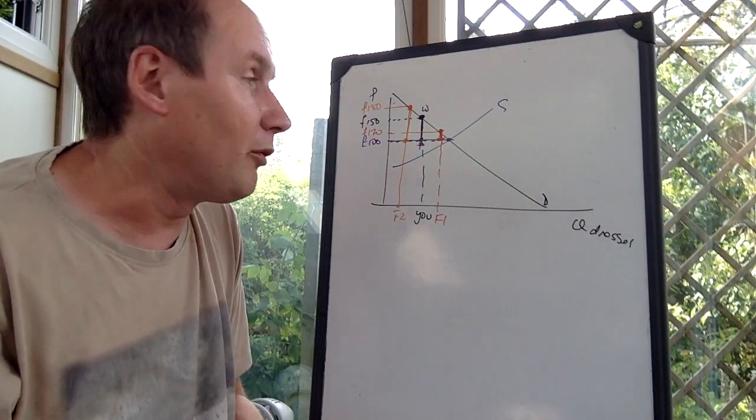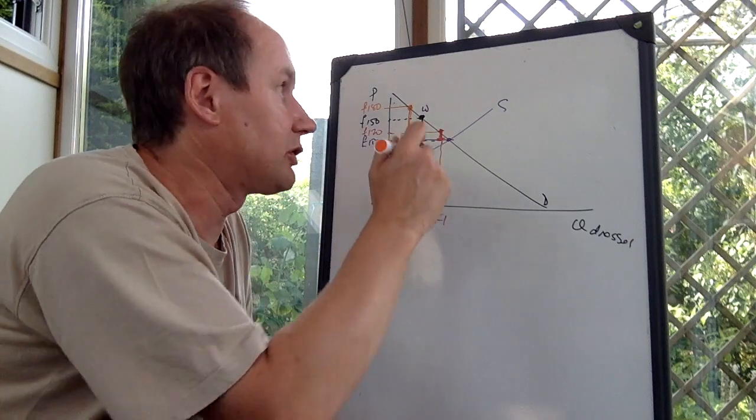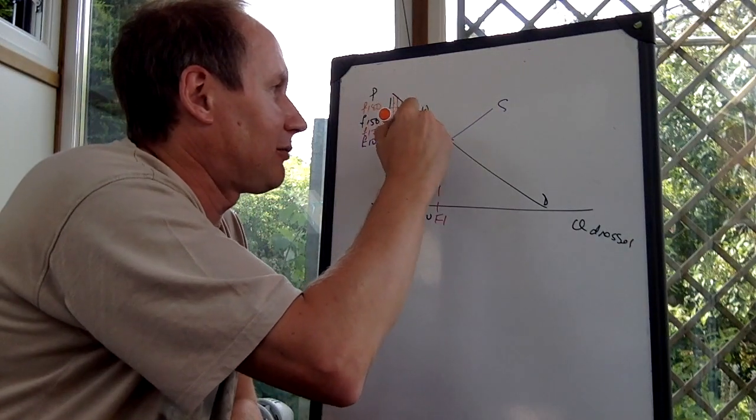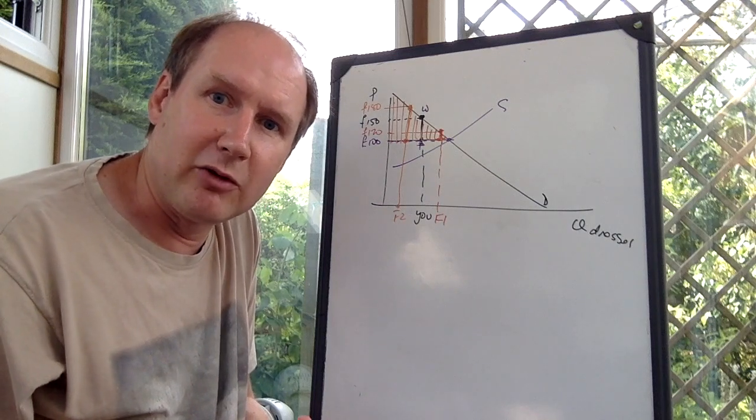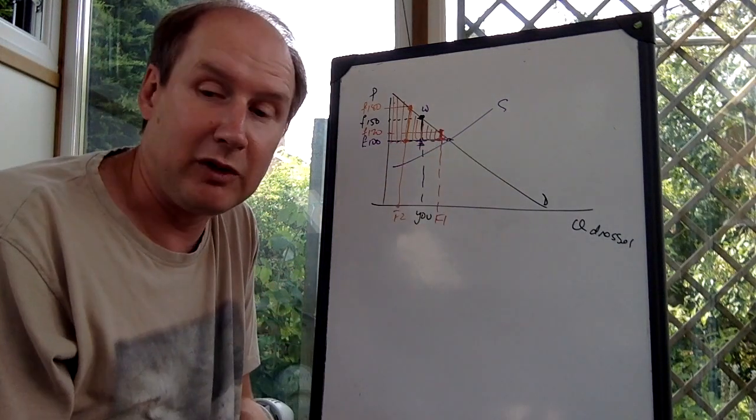Now, in principle, therefore, we can add up all of the consumer surpluses. That plus that plus that, and so on, and that triangle is the total area of consumer surplus in equilibrium.